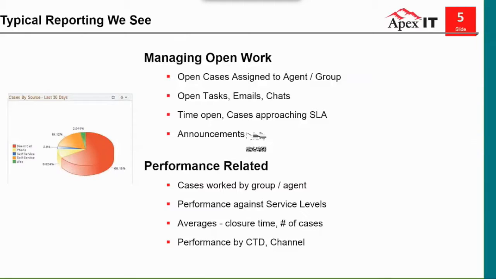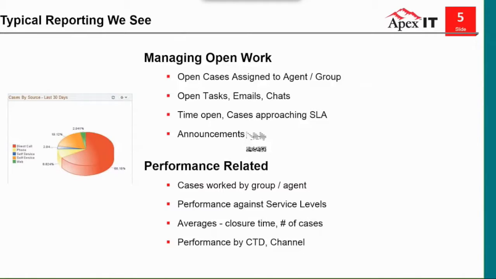And then we have performance-related reports. These are types of reports that show cases worked by group or agent, and how they are doing. How long is it taking these groups or agents to resolve their issues? This is really intended to help drive service levels and determine averages. So how long does it take to close an address update in your system? Or what's the average time, and the number of cases that we've gotten about these certain issues?